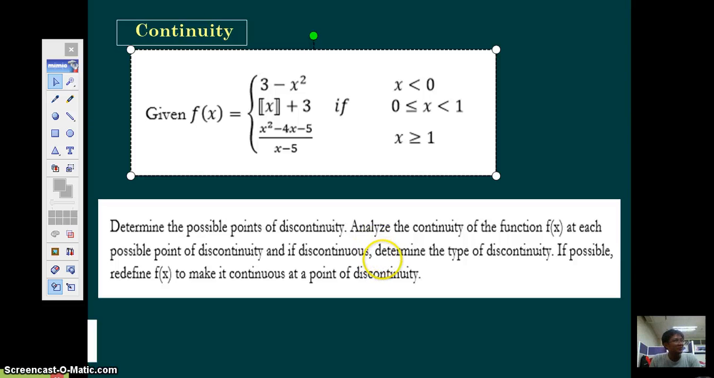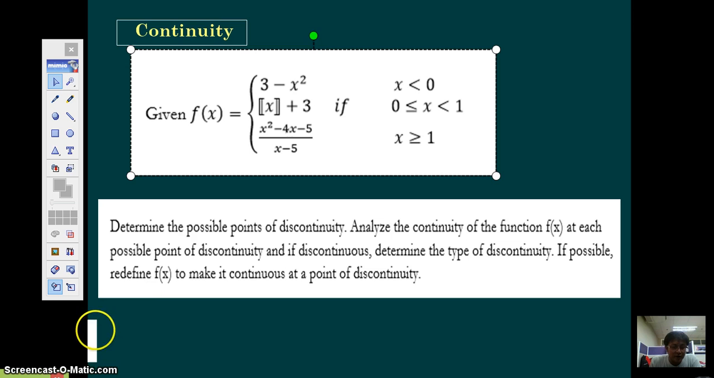Hello seniors, in this video lesson we will answer a problem about continuity. Given the function, determine the possible points of discontinuity, analyze the continuity of the function at each possible point of discontinuity, and if discontinuous, determine the type. If possible, redefine the function to make it continuous at the point of discontinuity.